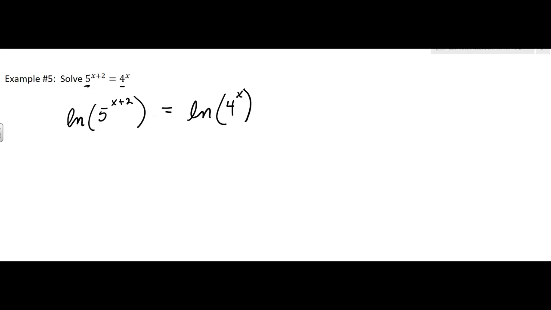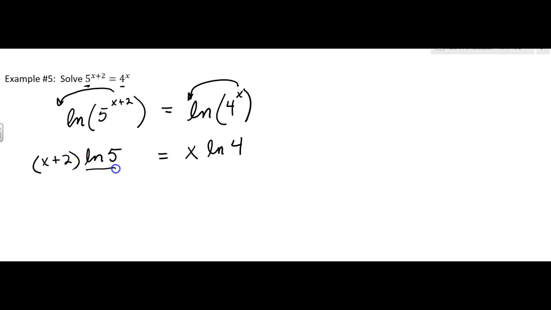Okay, well, now what do we do? We're going to use the power rule, so we're going to bring the exponents down in front. So I have (x plus 2), notice that I put it in parentheses, natural log 5. And then on the other side, I'm going to have x natural log 4. Now, just a comment about natural log 5. That is a number. It is not a variable. It is some number you can put in your calculator and get a decimal approximation. Same with the natural log of 4. It's just a number. Okay, so remember that.